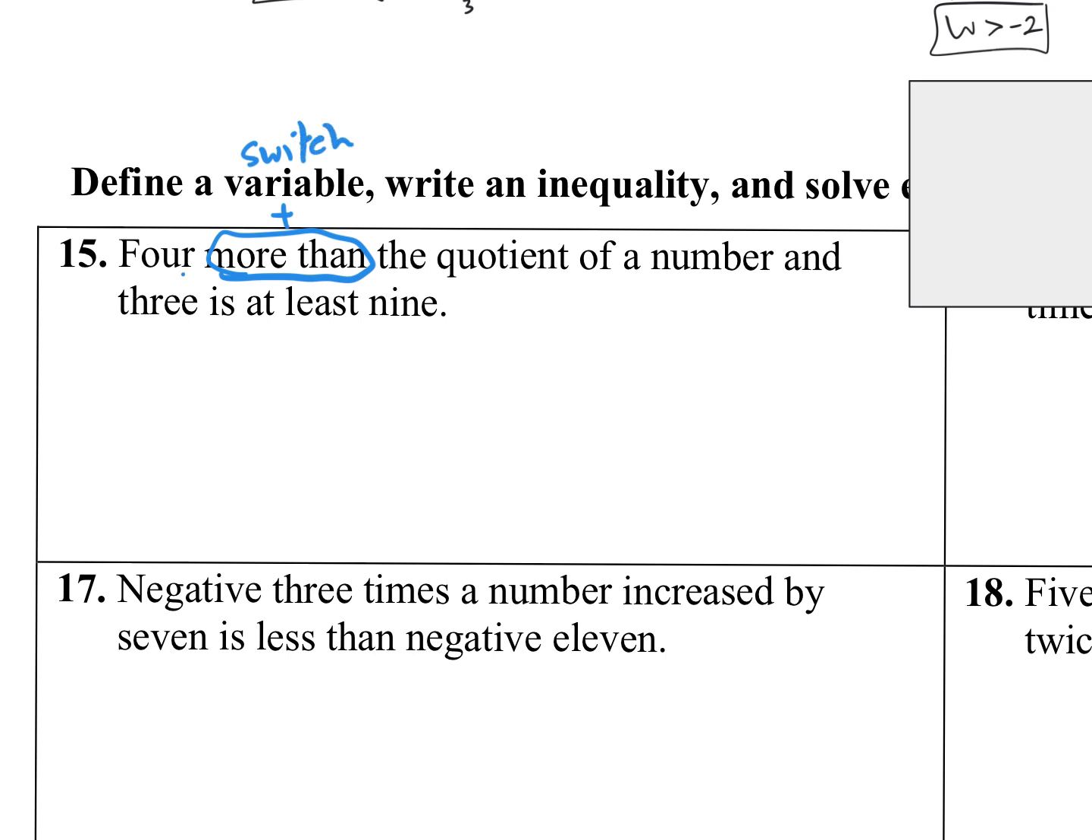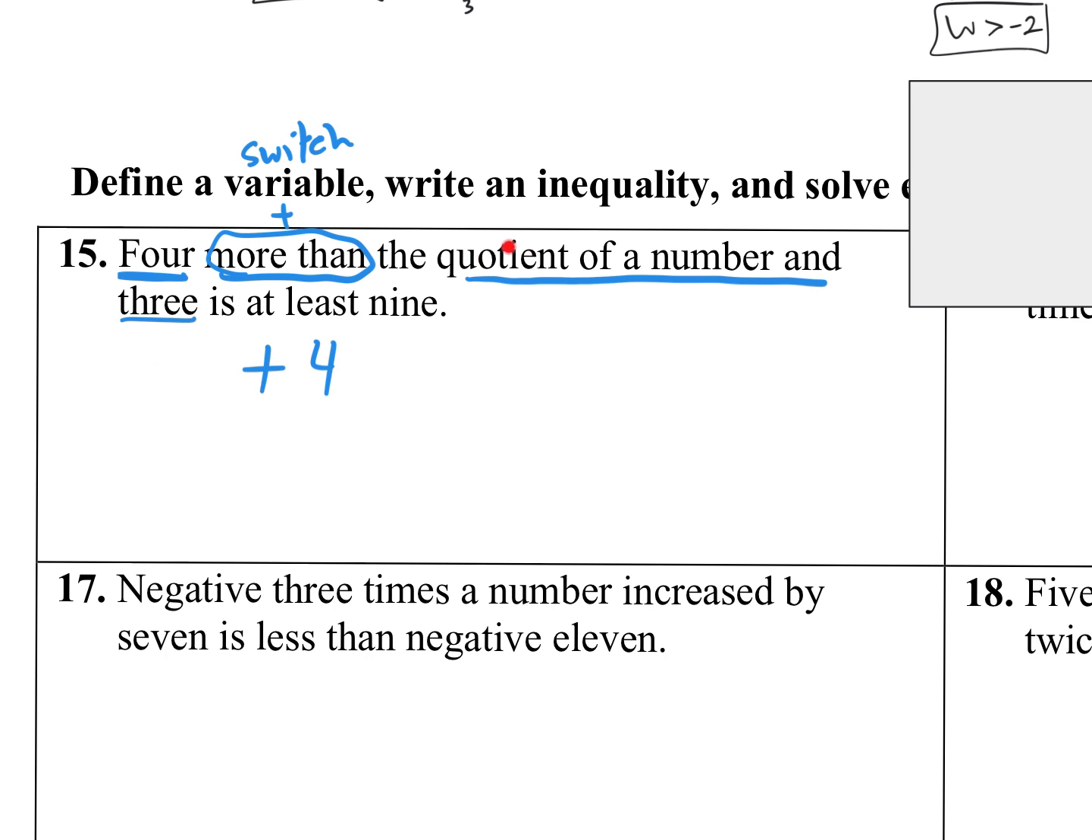So what are we adding? We're adding 4, and we're adding 4 with what? With the quotient of a number and 3. Okay, that's kind of tricky. Let's start with the more than. I want to put a plus sign. Now, than implies a switch. So instead of it saying 4 plus, it's going to say plus 4.